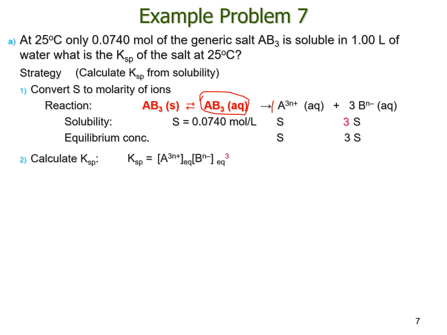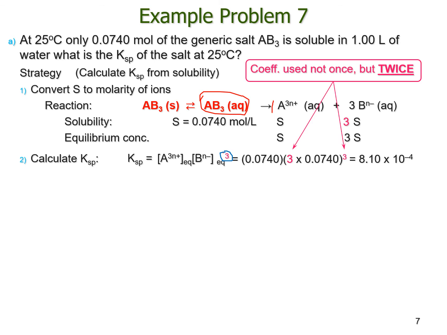So KSP can be obtained, and I just want you to realize that the coefficient is, again, used as an exponent in the mathematical expression of KSP. All right, so plug the numbers in. Remember, carefully, we see 3 twice, right? As a multiple as well as an exponent. And again, one last time. When we deal with KSP from the solubility, coefficients of the ions will be used not once, but twice. One as a multiple of the solubility, and one as the exponent of this equilibrium concentration of ions in the mathematical expression of KSP.